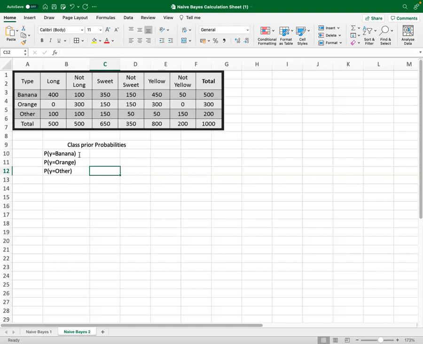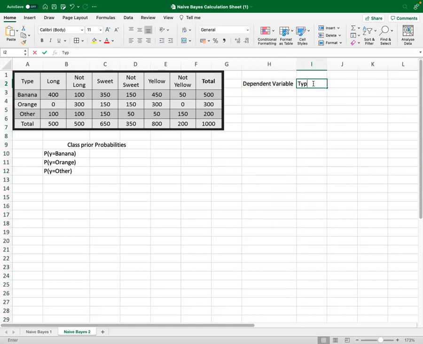So here the dependent variable is what? The fruit type. The dependent variable is type, which has how many levels? 3 levels: banana, orange, and other. Earlier we were doing a binary problem. Here it is a multinomial problem because we have more than 2 levels.